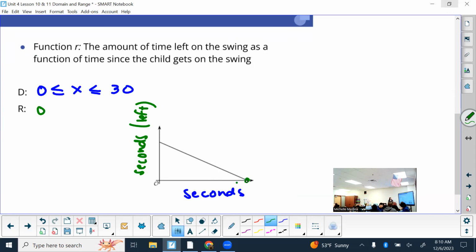What's my biggest Y value? So here's where Y is 0. Where's my biggest Y value? 30. Because we know she was on the swing for 30 seconds. So the most she could have left is 30 seconds when she first got on the swing. And really what's the only difference from the domain to the range? We're going to use the letter Y. But that's how you would represent it. Because we do have fractions of seconds, so really everything from 0 to 30 and in between is what my range is going to be. Questions on that?